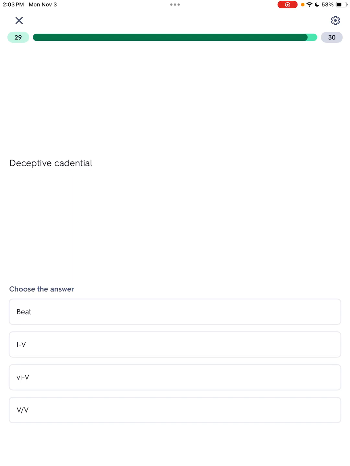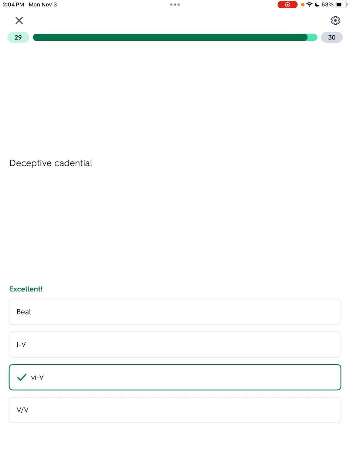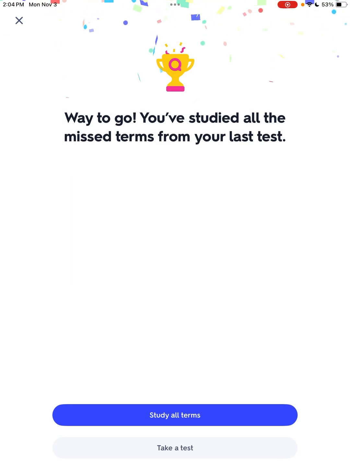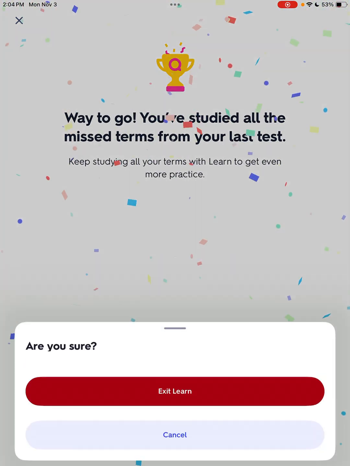Deceptive cadence is when you got a 6 to a 5. Theoretically, sometimes that 6 to a 5 would make more sense. But the 5 still is not finished. The 5 has to go legally to the tonic, which is 1. Looks like I still got it.